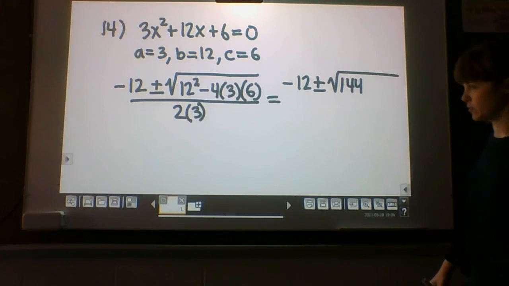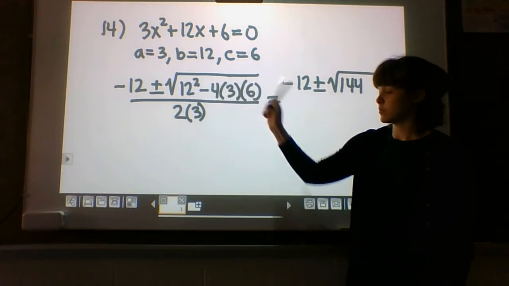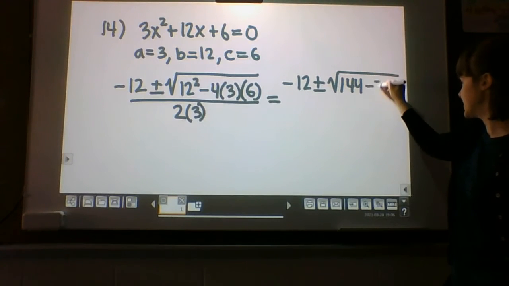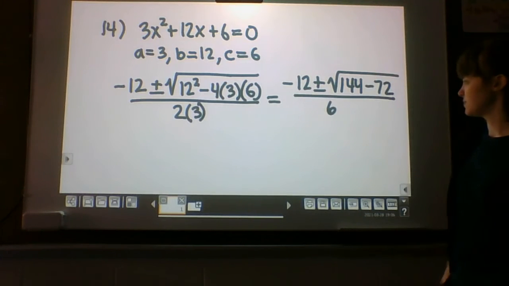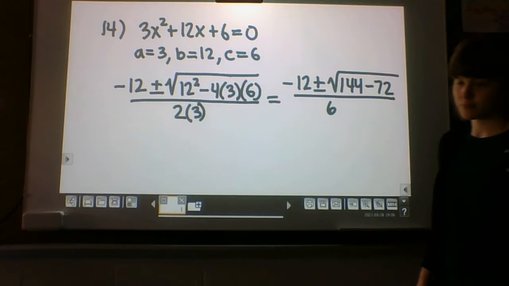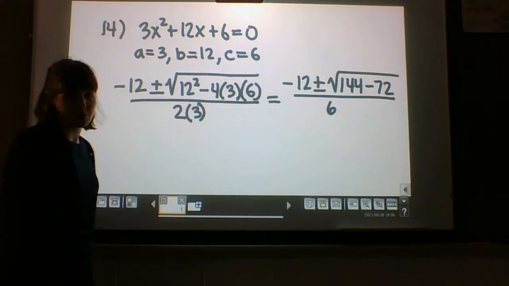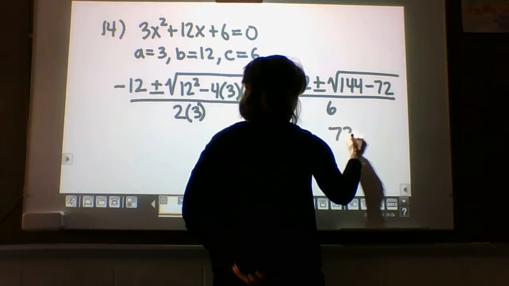Okay, so here we go. So 12 squared is 144. We're going to multiply 4, 3, and 6. So when you multiply 4, 3, and 6, you get 72. So minus 72, divided by 6. Okay, so that's step 1. Okay, step 2 is we're going to do 144 minus 72, which is 72.